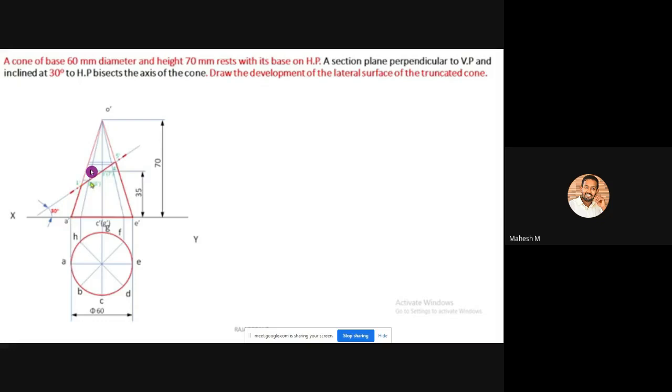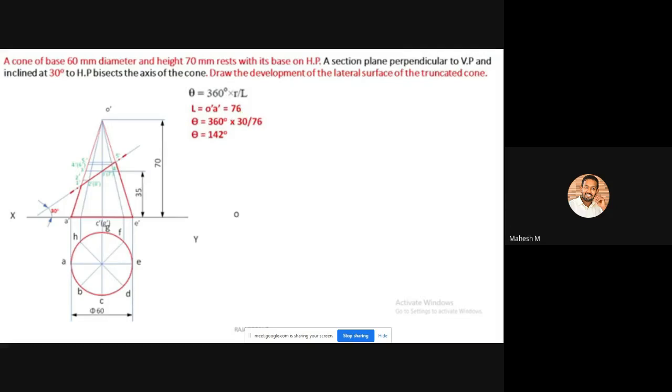Okay, now you can create the development with the same procedure of theta is equal to 360 degree into r divided by l. With the same formula and with the same procedure, you can create the development. Here the value for r is 30 because the diameter is 60 mm. So the value for r is 30, and the value for L, that is O dash to A dash. So you can measure this O dash to A dash and you can mark the L value. Okay. So the value for theta will be 142 degree.